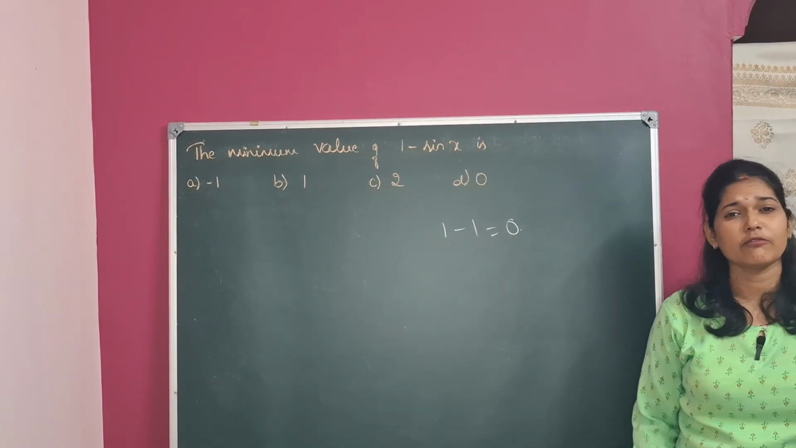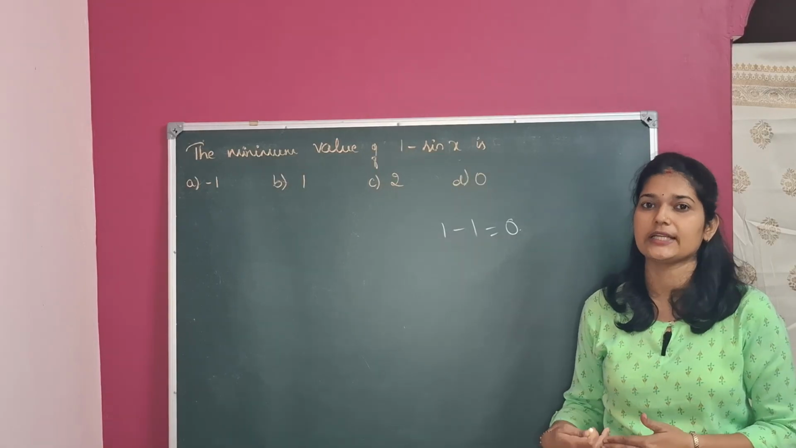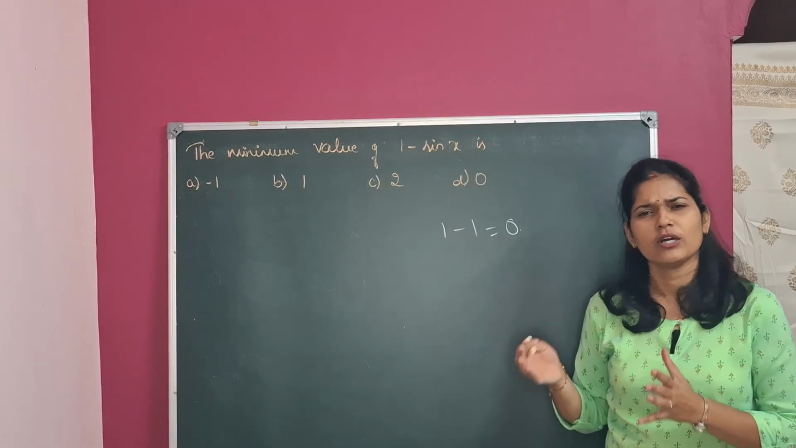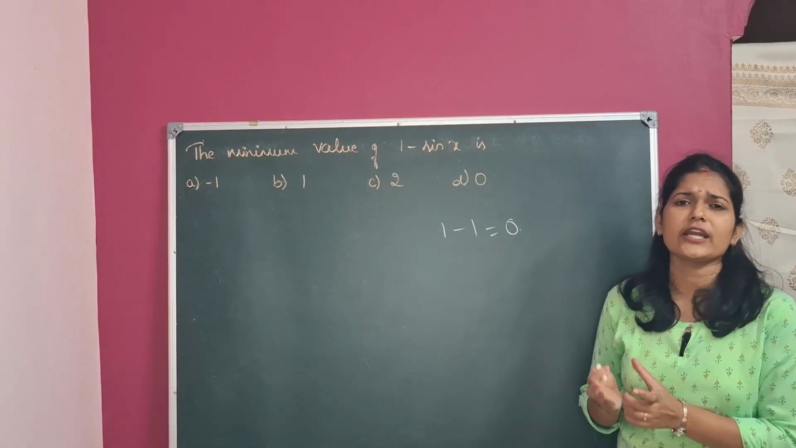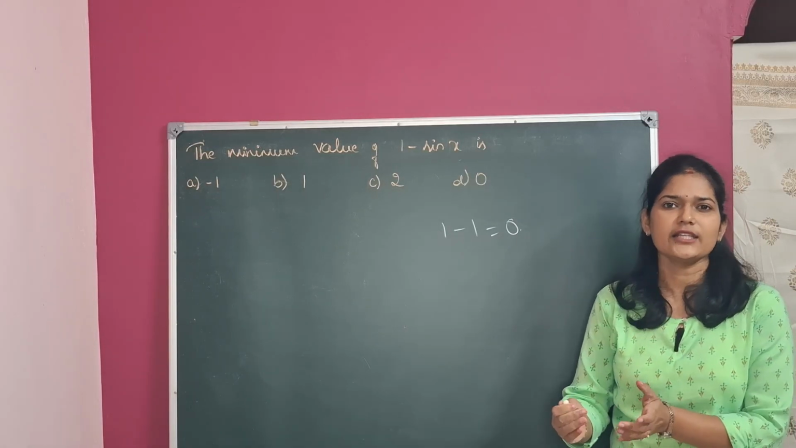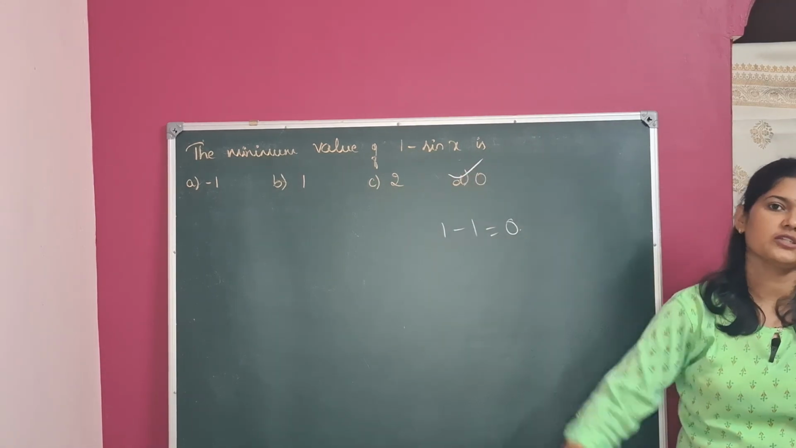To find the minimum value, we have another method, which is the application of derivatives, that is, finding the derivative and the second derivative. That is also one of the methods. Instead of doing all those things, we know the range of sin x. By using the range, we can directly find the minimum value, that is 0, option D.